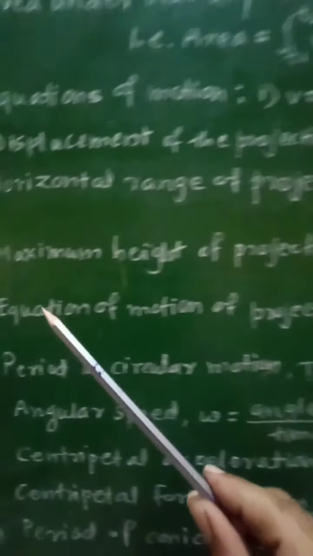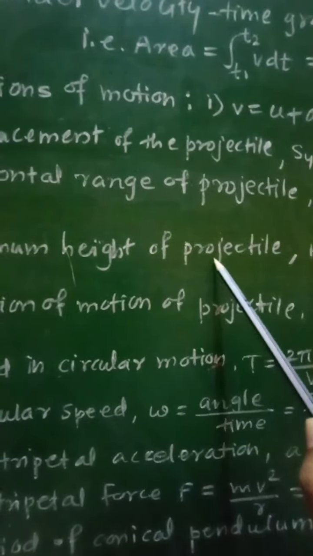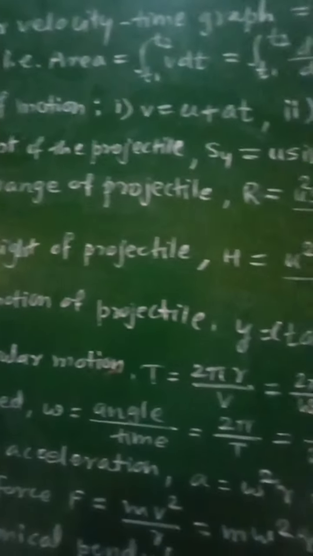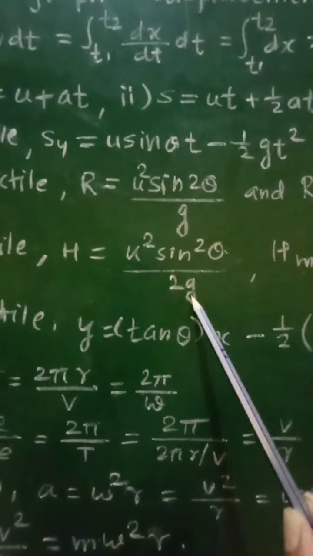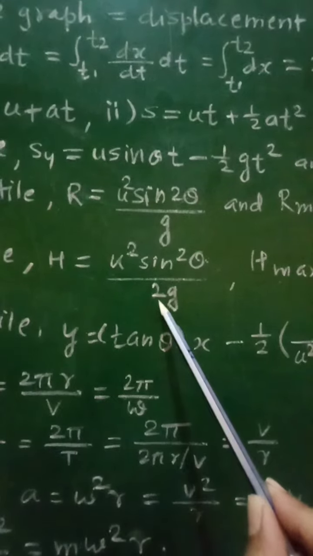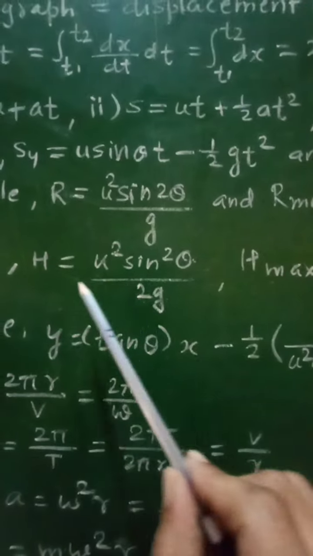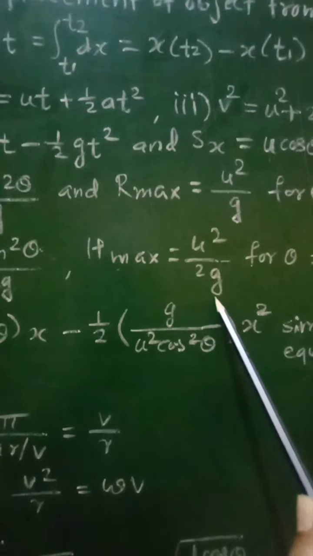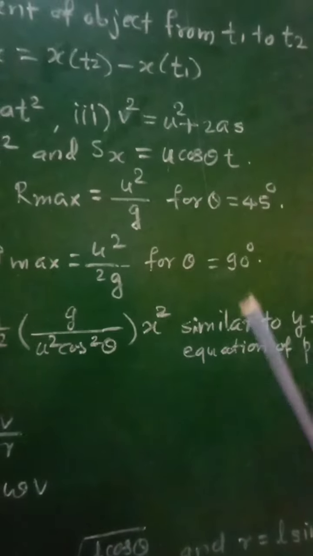Then next, formula number 10 gives the maximum height of the projectile, that is, in the vertical direction. The maximum height that the projectile reaches will be given as h is equal to u square sine square theta upon 2g. And again in this case, if sine square theta is equal to 1, then h will be maximum, that is h max will be equal to u square by 2g, and that will be for theta equal to 90 degrees.